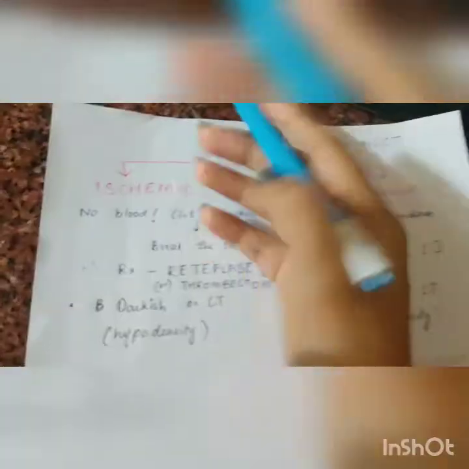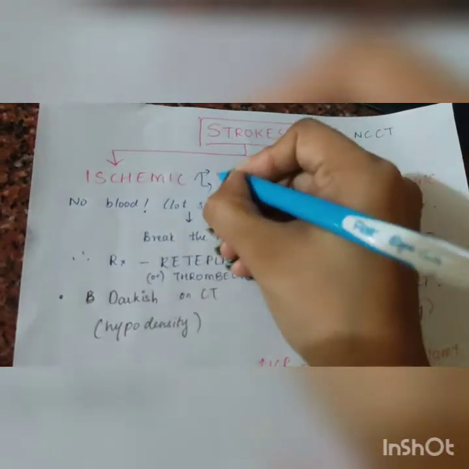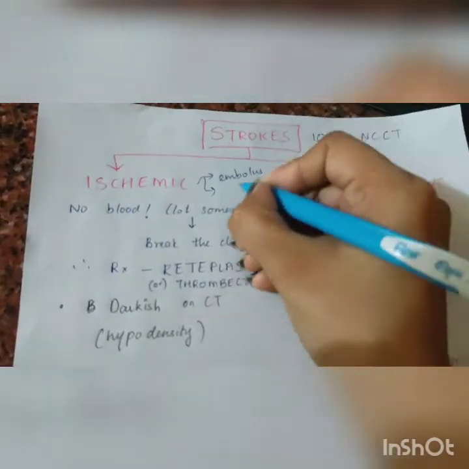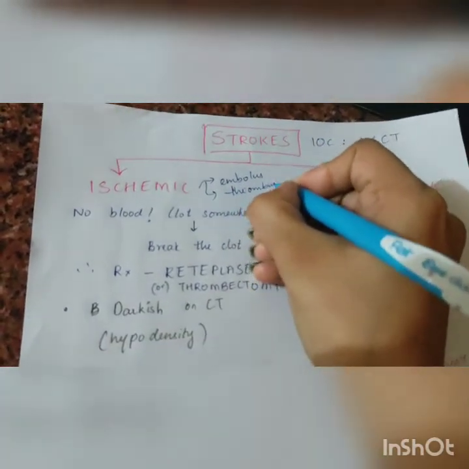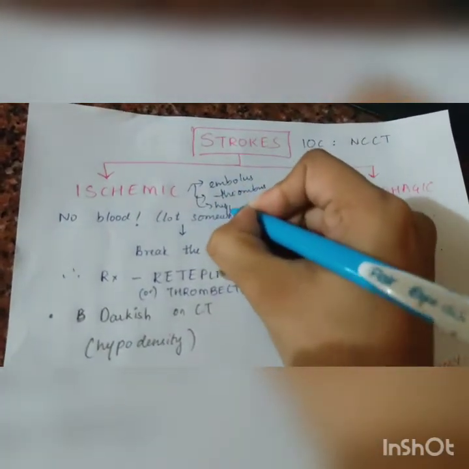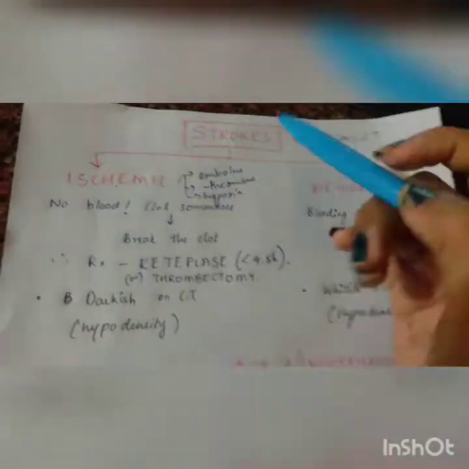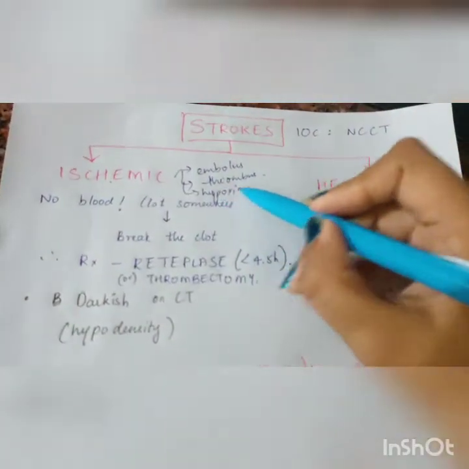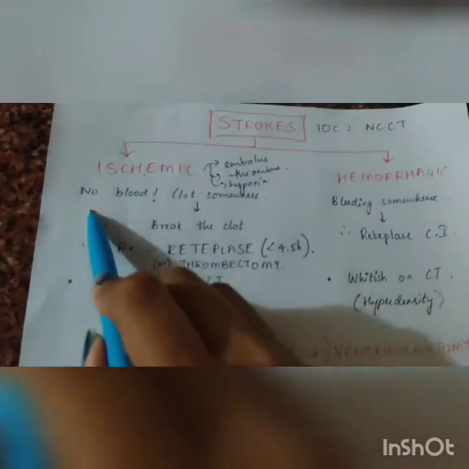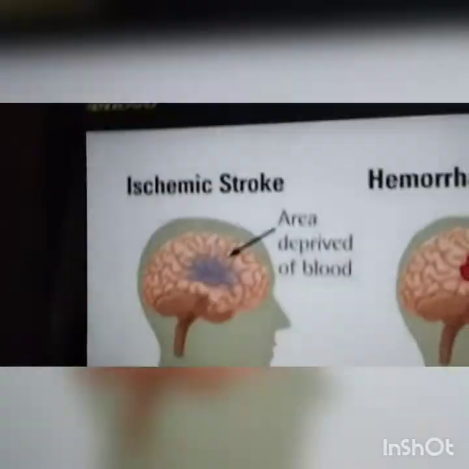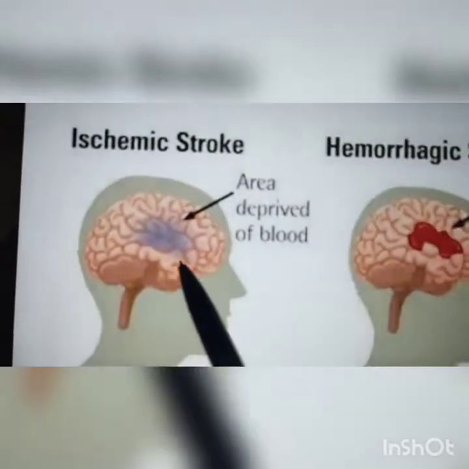So whenever there is a clot, just imagine there is some embolus or any kind of thrombus, or any kind of hypoxia, that's going to cause an ischemic stroke. So any kind of embolus, thrombus or hypoxia is going to lead to an ischemic stroke. So basically what happens here is, just imagine there is a clot here.